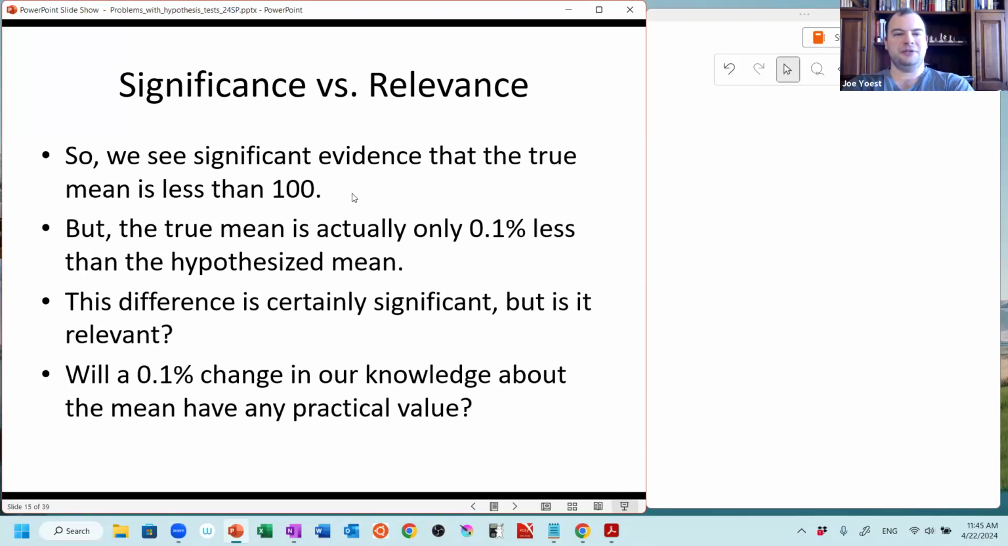So we get statistically significant evidence the true mean is less than 100, but the true mean is actually, in reality, only 0.1% less than the hypothesized mean. The difference is significant, but is it relevant? Is it going to change anything about the interventions we give to these people or anything like that? Well, probably not.